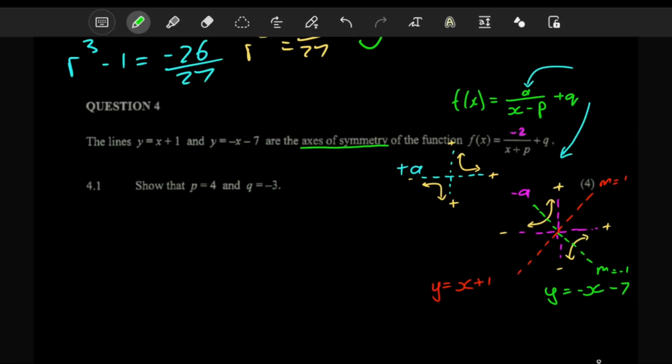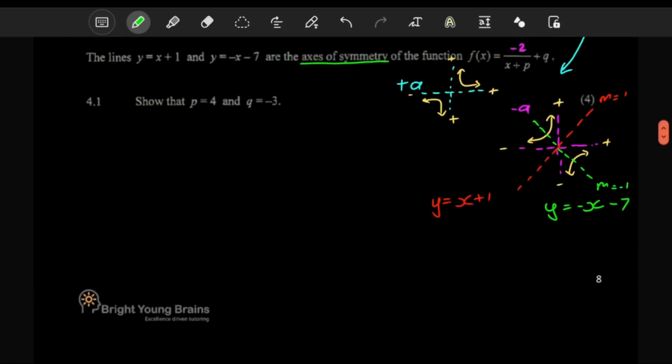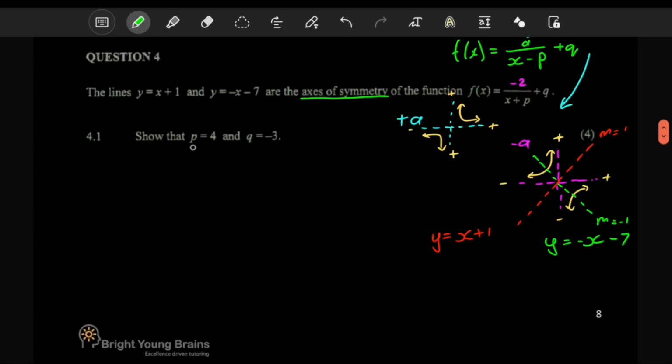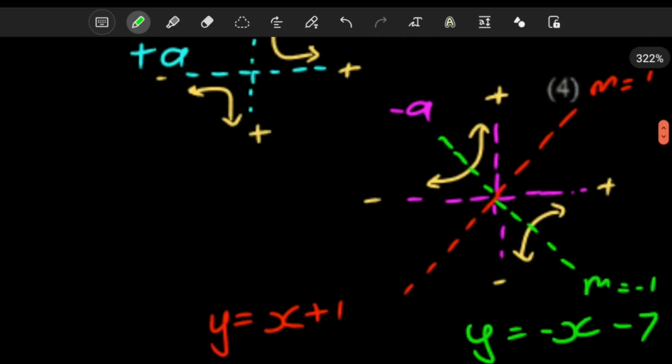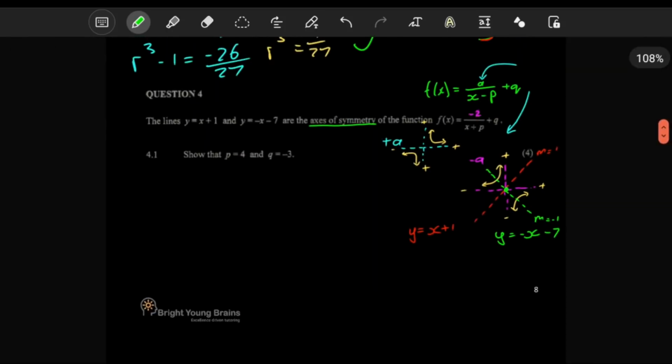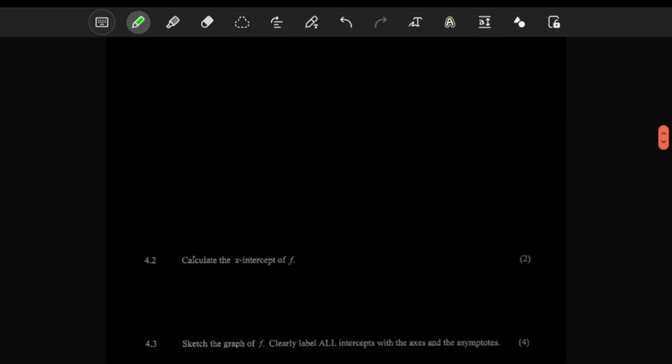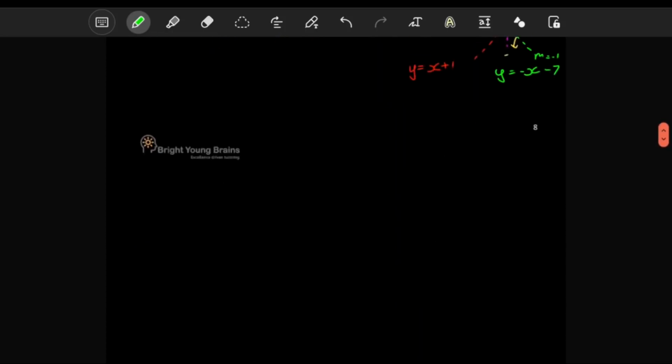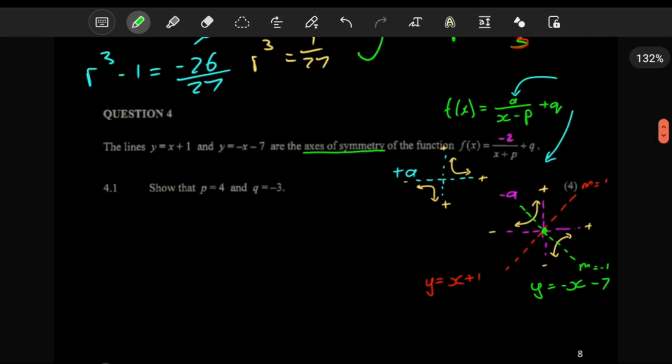There we go. So we have an image. Now we can easily answer our questions. So here they said we should show that P is equal to 4 and Q is equal to negative 3. What you want to take note of is that your lines meet at the point of intersection of your asymptotes. So don't forget that. Your lines meet at the point of intersection of your asymptotes. That's like a big deal.